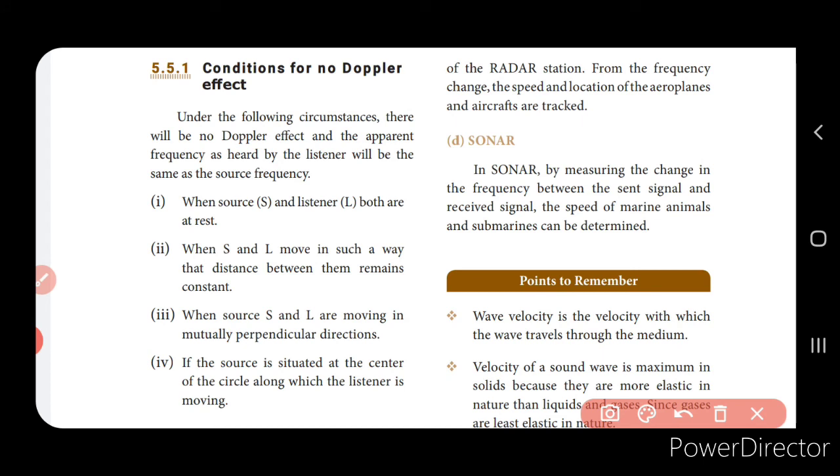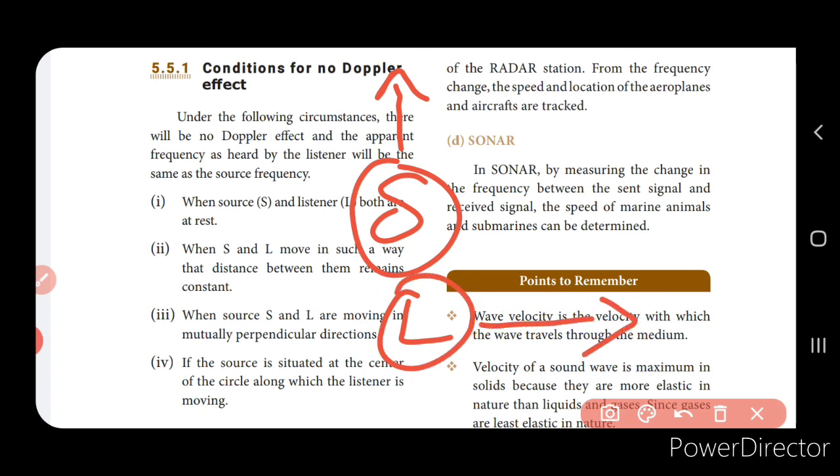Next is when the source and the listener are moving mutually perpendicular to one another. For example, if the source is moving towards the north direction and the listener is moving in a direction perpendicular to it, then when they are moving in perpendicular directions, there will be no Doppler effect.